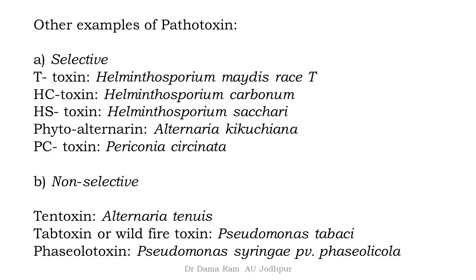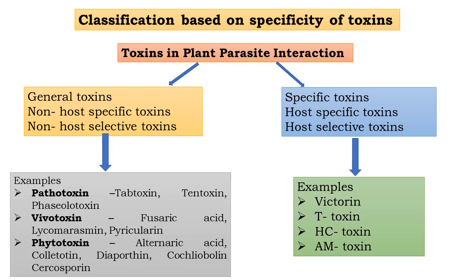Other examples of pathotoxin are selective and non-selective both. In selective, that is T toxin, SC toxin, SS toxin, phytoalternarin, PC toxin, and non-selective, that is the tentoxin, TAP toxin, and phaseolotoxin, and the respective organisms that produce these toxins are Alternaria tenuis, and TAP toxin is produced by Pseudomonas tabaci, that is wildfire phytotoxin.